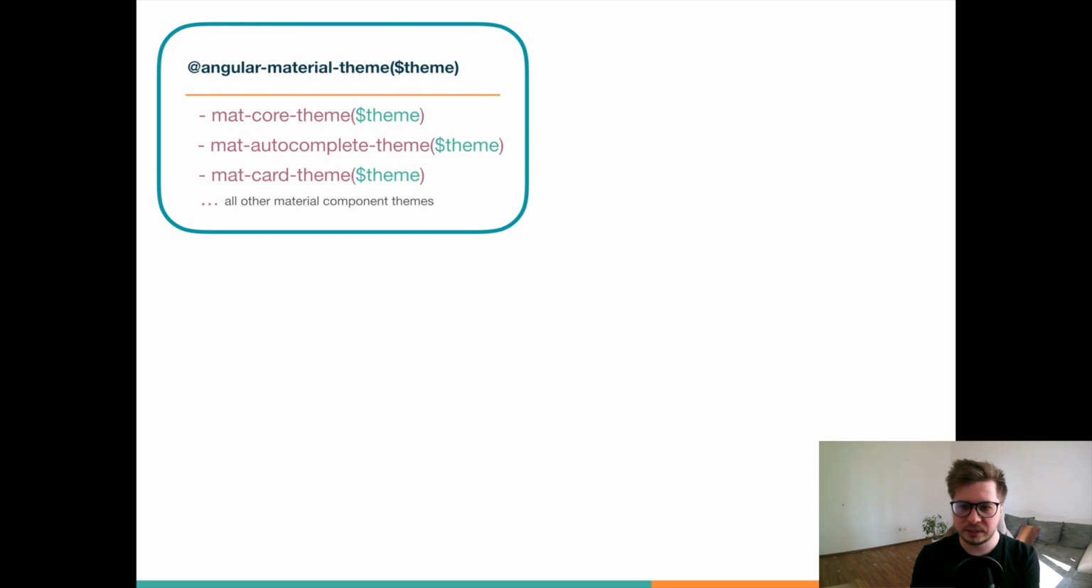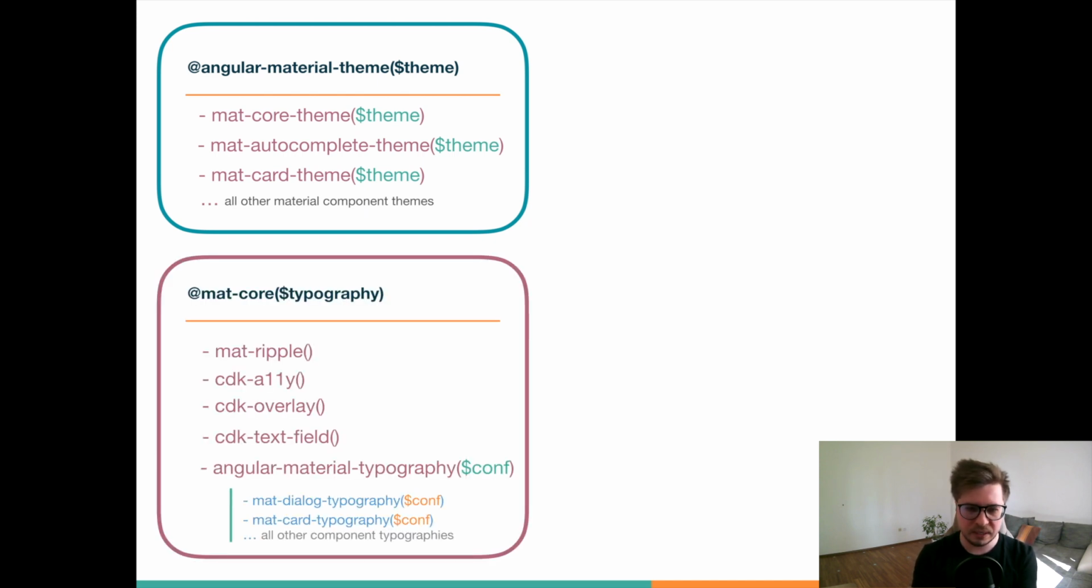Well, there is such a mixin as Angular Material theme, which includes also the mat theme core mixin and mat autocomplete theme, mat card theme, and it includes all mixins for every component which is provided by the Angular Material library. And also we have the mat core mixin, which includes some global styles like mat ripple, overlays, text fills, whatever.